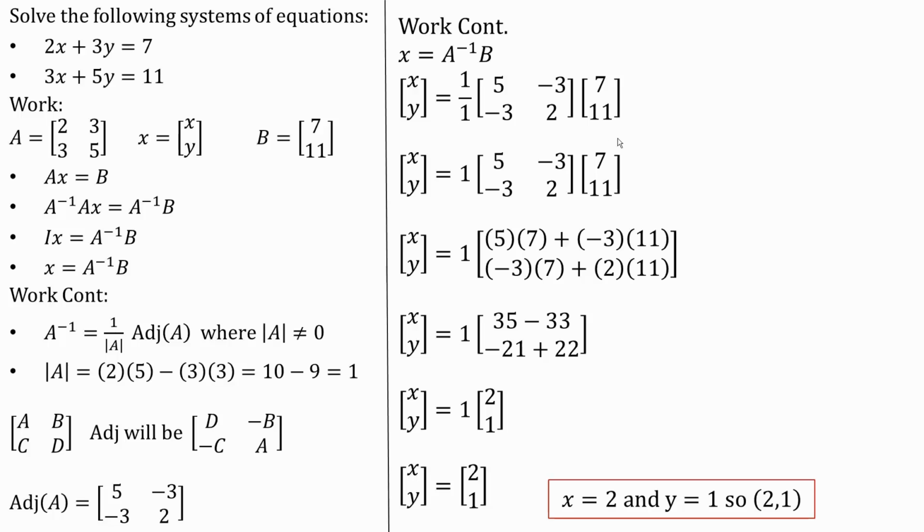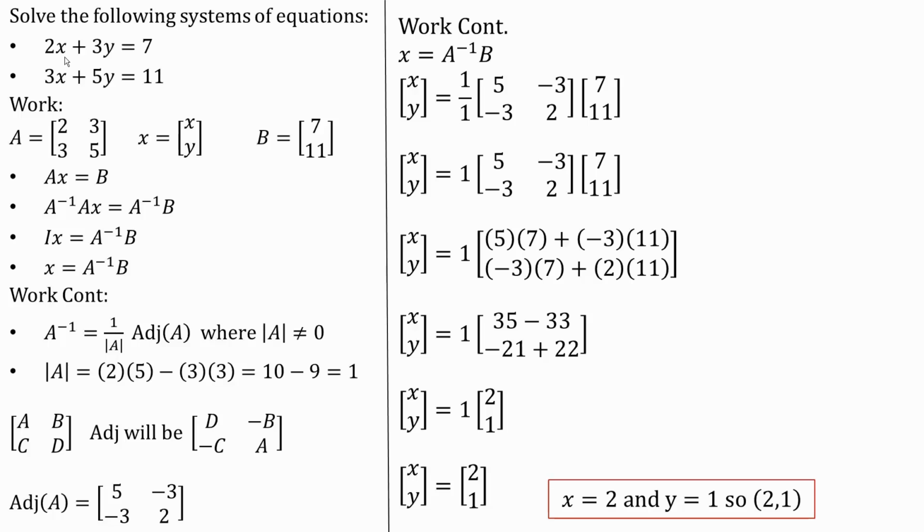So 5 times 7 plus negative 3 times 11 on the top, and on the bottom negative 3 times 7 plus 2 times 11. So 5 times 7 is 35, negative 3 times 11 is negative 33, and then negative 3 times 7 is negative 21, 2 times 11 is positive 22. So we would get 35 minus 33 is 2, and negative 21 plus 22 is 1. And so our final answer, our X term would correspond to 2, and our Y term would correspond to 1.